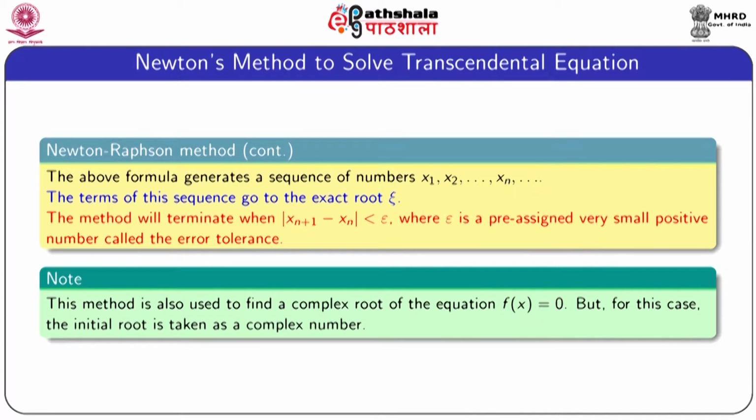This method, the Newton-Raphson method described in the earlier slide, may be used to find a complex root of the equation f(x) = 0, but in this case the initial root must be taken as a complex number instead of a real number.